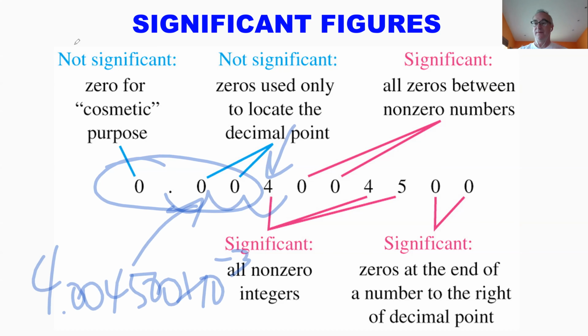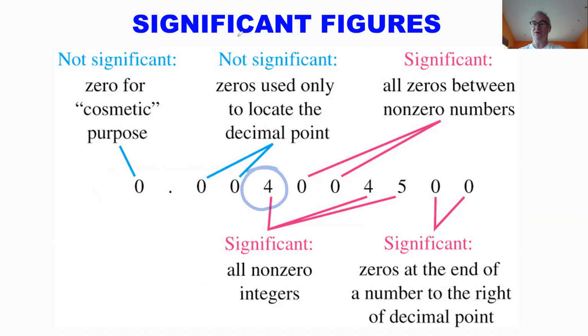So the 4 obviously is significant. This is clearly significant because it's the first non-zero number, and any non-zero number is significant because it's telling you, hey, I'm a number, I'm a measurement of something. These zeros are significant because they're in between non-zero numbers. It means that these were actually measured. They're not there as a placeholder. Those zeros are there because they were actually measured as zeros. So these two are significant. Those two obviously are significant because they're non-zero numbers.